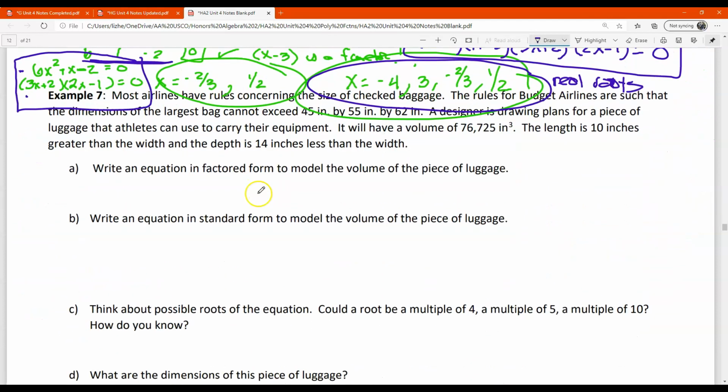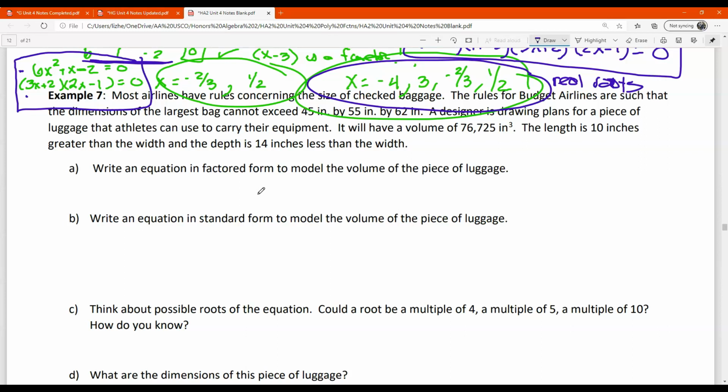Example 7. Most airlines have rules concerning the size of checked baggage. The rules for budget airlines are such that the dimensions of the largest bag cannot exceed 45 by 55 by 62. A designer is drawing plans for a piece of luggage that athletes can use to carry their equipment. It will have a volume of 76,725 cubic inches. The length is 10 inches greater than the width, and the depth is 14 inches less than the width.